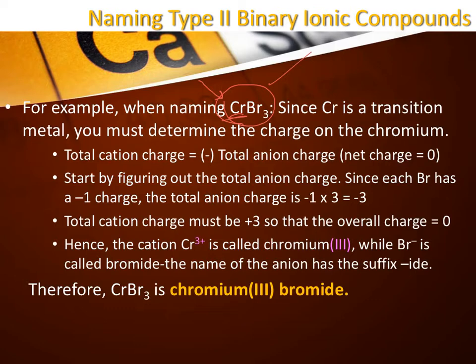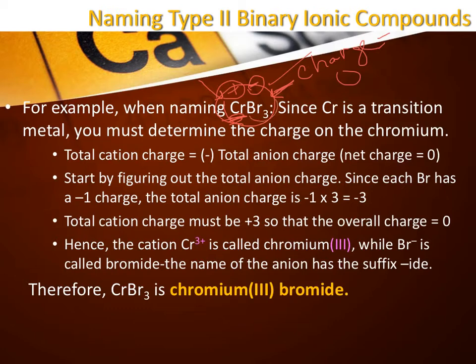The first thing to remember is that the overall charge of any compound, ionic or otherwise, has to equal 0. So whatever the anion total charge is, that must be the same as the cation. And so that's how you figure out the charge on the metal cation: you always know what the charge on the anion is, so you kind of back into it. So let's look.